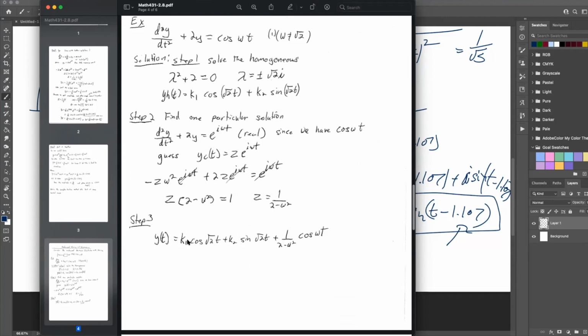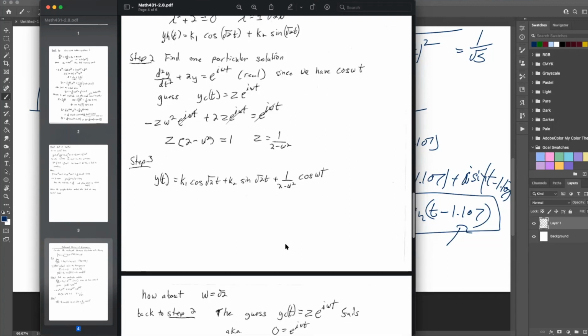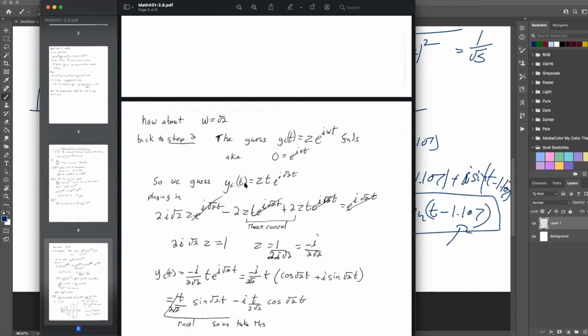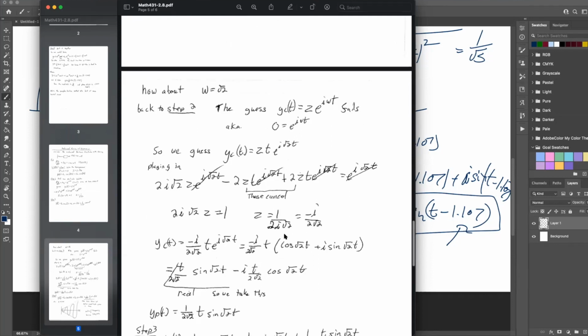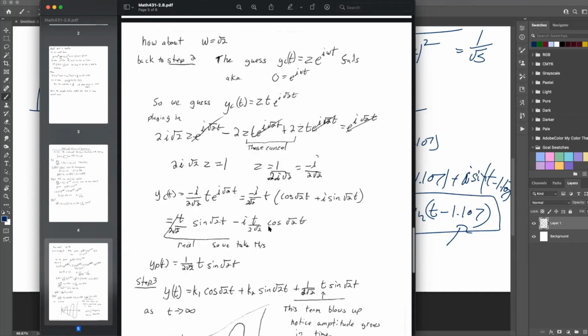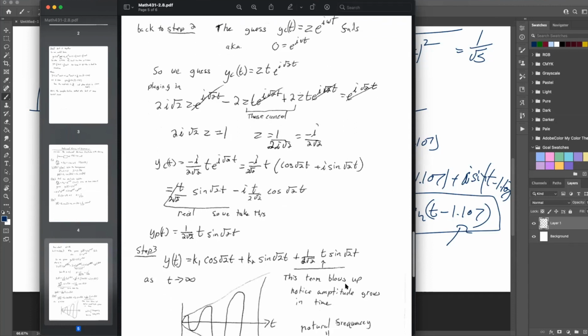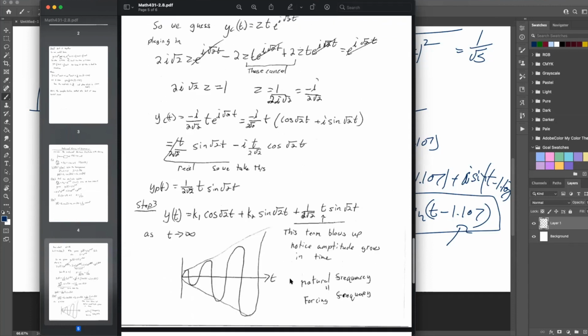And so this is my real solution. However, notice what happens if omega gets really, really close to square root of 2. Well, this term does what? It blows up, right? And in fact, if it is square root of 2, we can actually redo it all. In order to redo it all, we have to enforce this t right here. And the t blows up. And so what you have here is it falls apart. Your bridge falls apart.